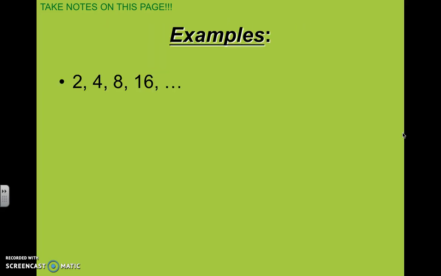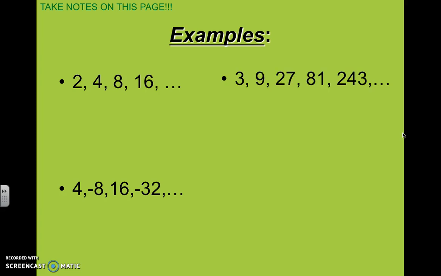Here's an example. 2, 4, 8, 16. Another example, 4, negative 8, 16, negative 32. 3, 9, 27, 81, 243. And 20, 10, 5, 2.5 are all examples. So I want you to pause the video yet again, write these down, and figure out what you're multiplying by, or what is the common ratio for each example.